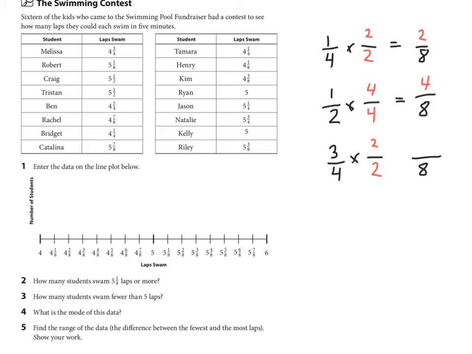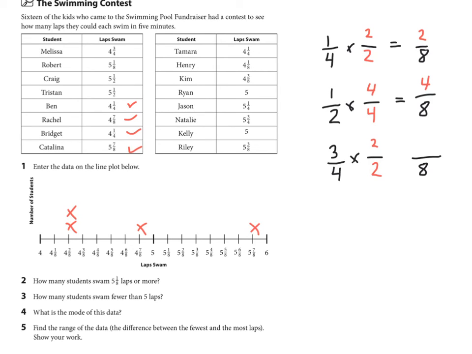So for example, Catalina, 5 7/8, there she is. Bridget 4 1/4. Remember, 1/4 is the same as 2/8. So this is really the same as 4 2/8. So here is Bridget. Rachel 4 7/8. Ben 4 1/4. Again, 1/4 is the same as 2/8. And go through and do that, and then you've got your similar questions.